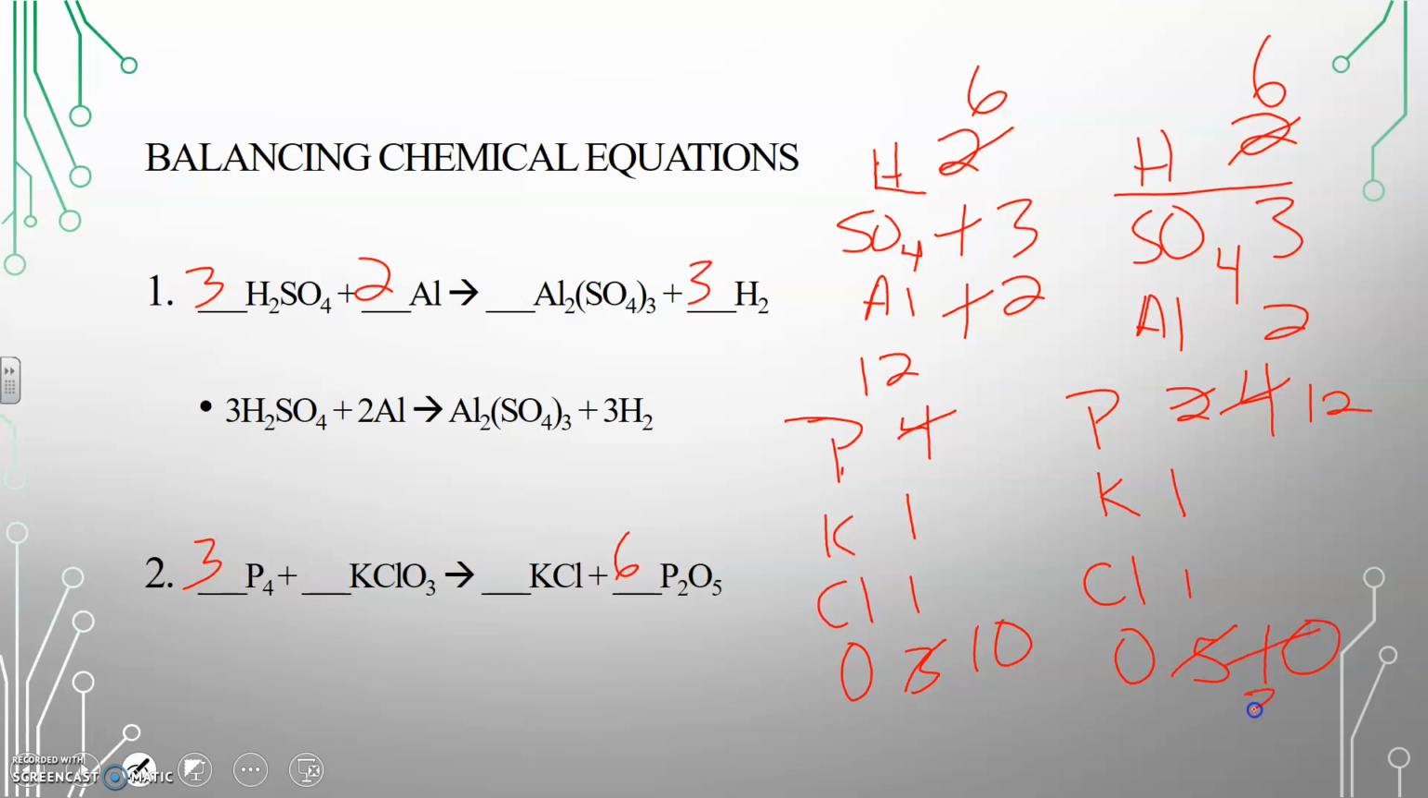Now we have 30 oxygens on the right, so 6 times 5. You have 30 oxygens. Can you divide 3 into 30? Yeah, pretty easily. It's 10. And then now we have 10 potassiums, 10 chlorines, 30 oxygens on the left. So now we need to balance our potassiums and our chlorines. So we put a 10 here, and that balances everything else.